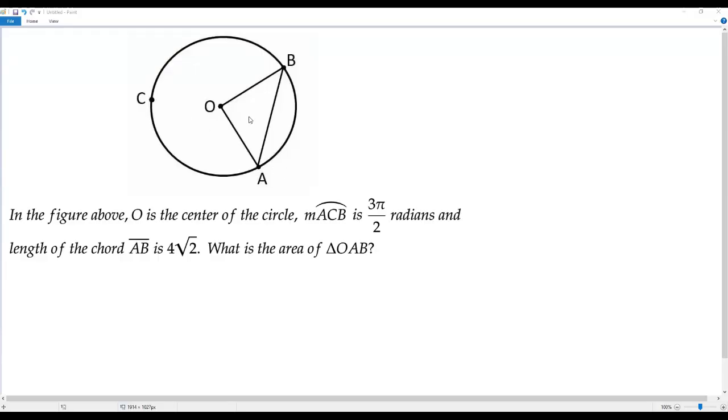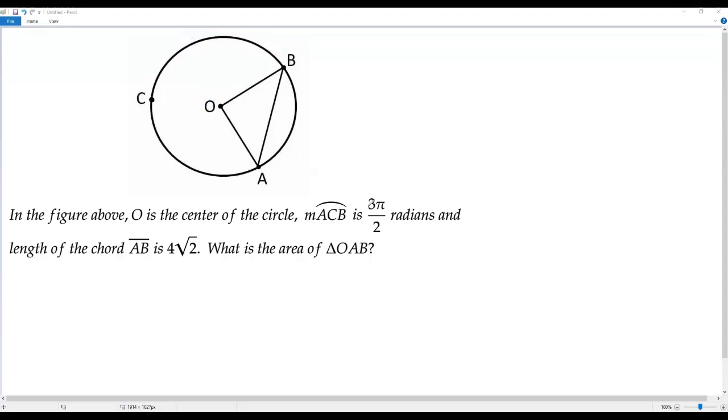Okay, using the given information, we have to find the area of this triangle OAB. First, let me consider this particular piece of information. That is, the measure of arc ACB is 3 pi over 2 radians. That is ACB over here. So its measure is 3 pi over 2 radians. So the angle subtended by this arc at the center of the circle is 3 pi over 2 radians.